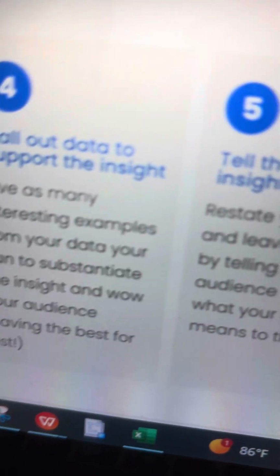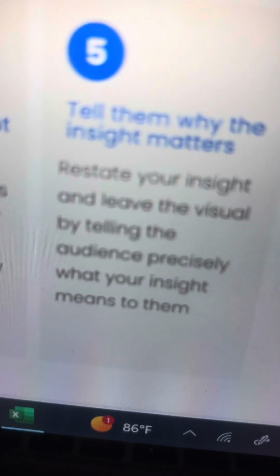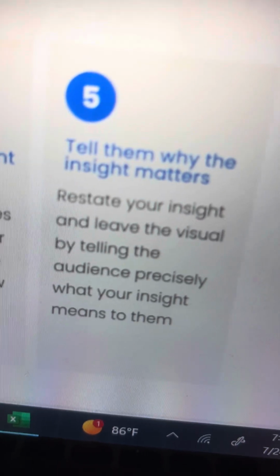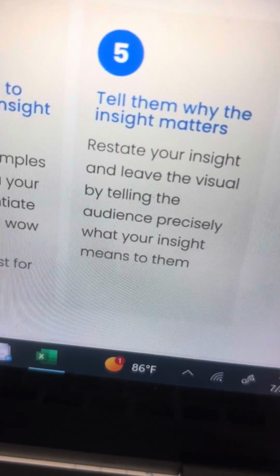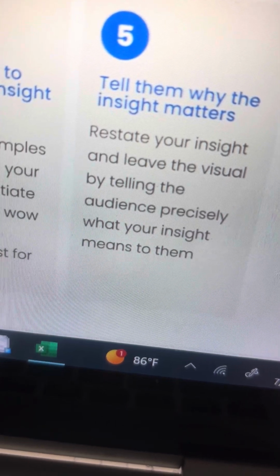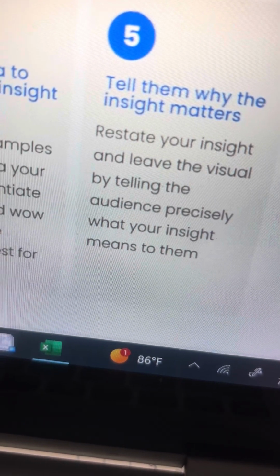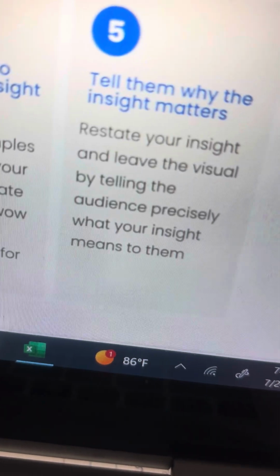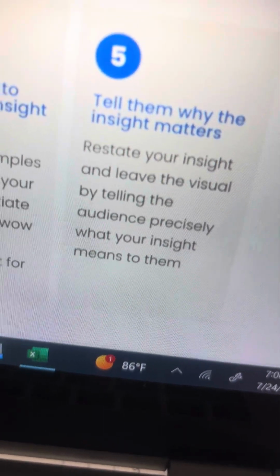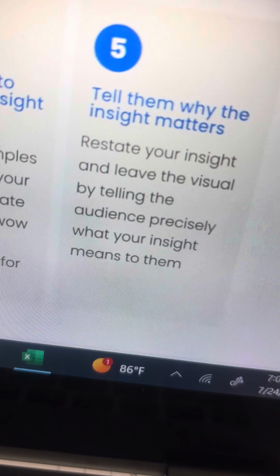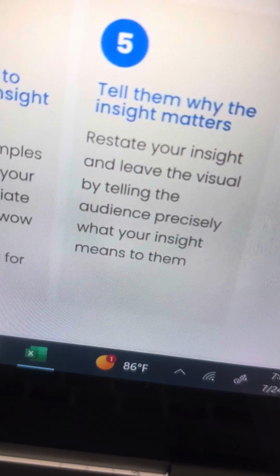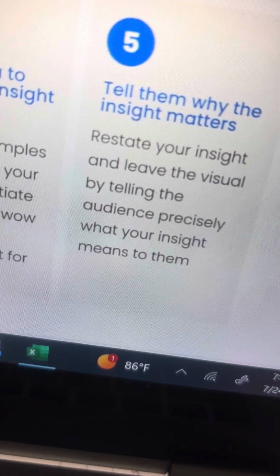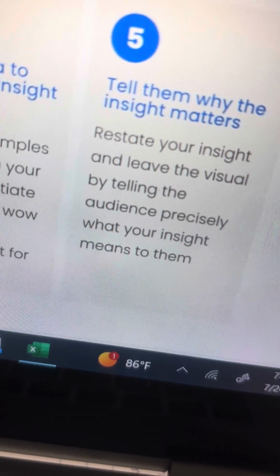The last step it's kind of a transition step. It's the wrap-up step. You are either looking to transition to your next point, or if this is the only point you need to make, you can tell them why that insight was so important, why it really matters to them, right, to close out the conversation. This last step, the fifth step, is really a bit of a transition. So, those are the 5 steps.